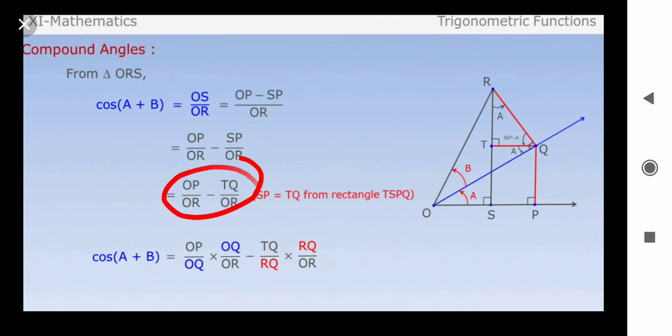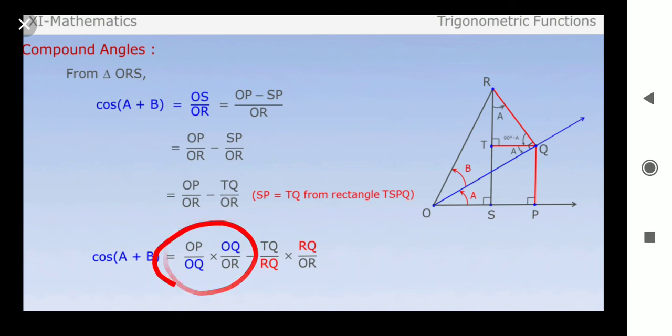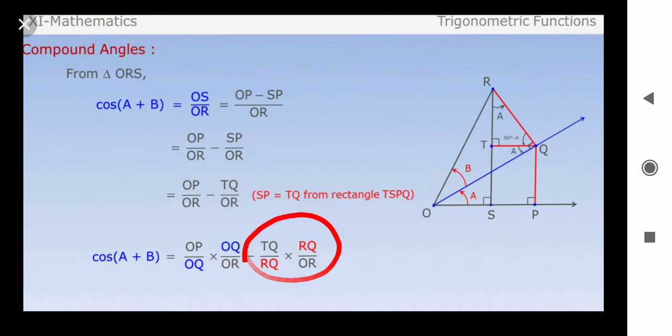Now we will make some changes. In place of OP by OR, what type of change have I made? I have just multiplied and divided by OQ. In the same way, for TQ by OR, I have just multiplied and divided by RQ. Is there any problem?